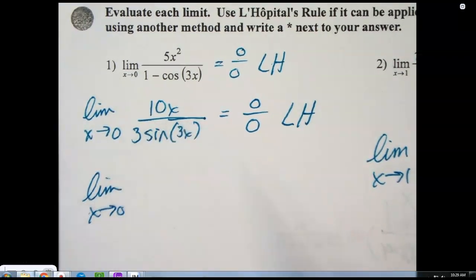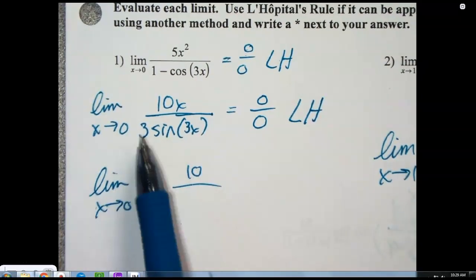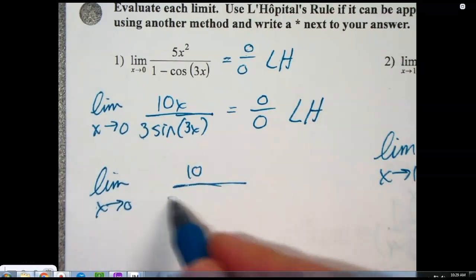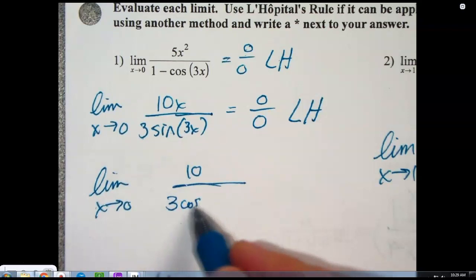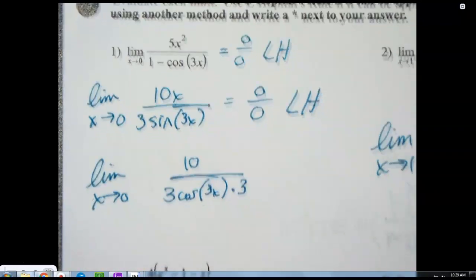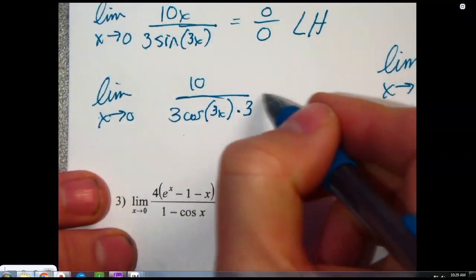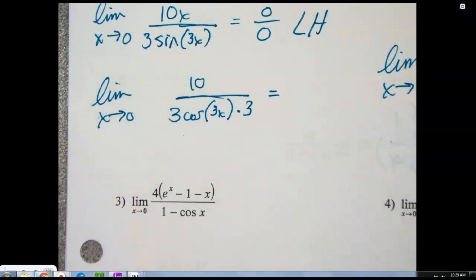So the derivative of 10x is 10. And then remember the constant in front just drops. The derivative of sine is cosine. Leave the little guy alone, and then multiply by the derivative of the inside. So now we have 9 times cosine of 3x. Now I'll plug in 0.